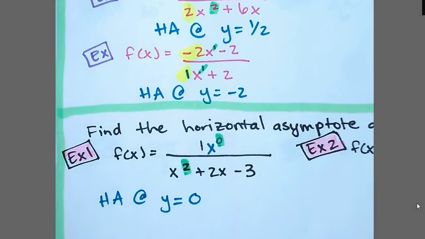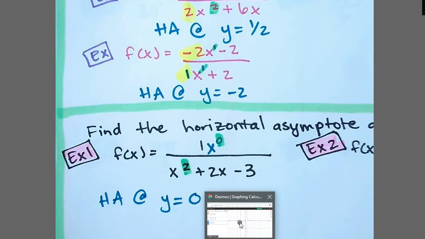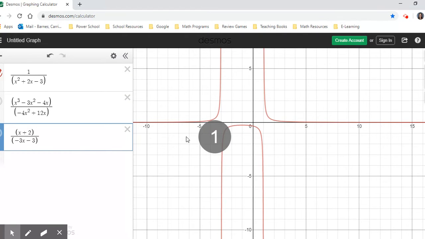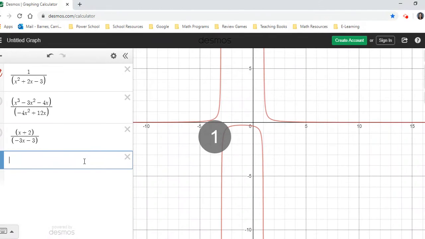Okay, so let's just double check on Desmos. This is our first one here, and you can see that both of the ends are connecting. They would be connecting at the line y equals 0. So let me just type in y equals 0, and you can see that this is the line that it's approaching but never touching.